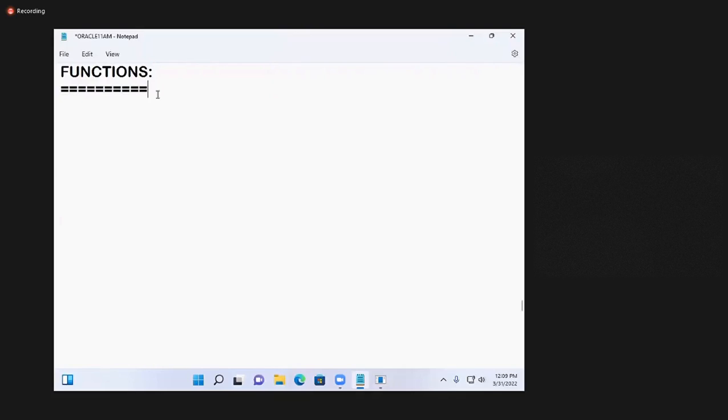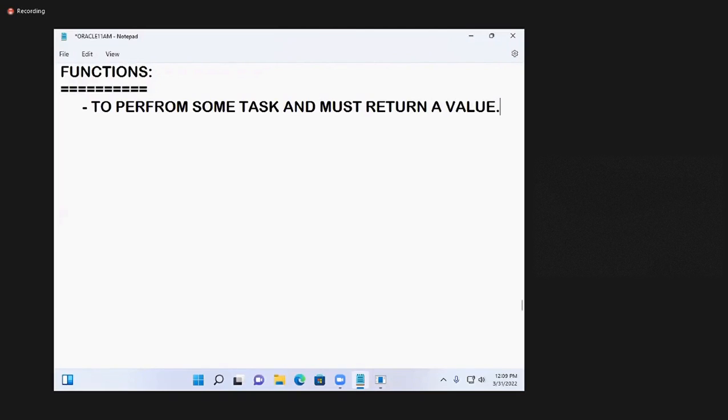So finally, what do you say, guys? Now fixed. Function is nothing but, what do you say? To perform some task, and it must return a value. Okay, simple. So your definition is defined. A function is nothing but to perform some task and must return a value.